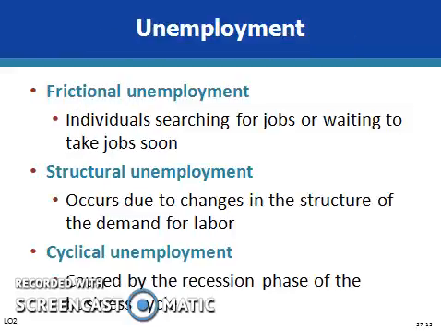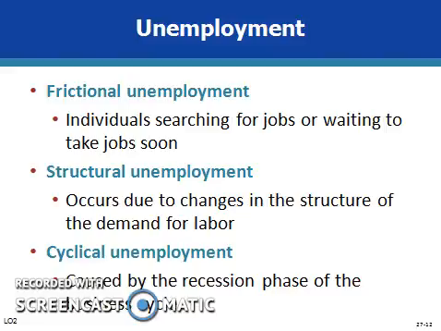There are three basic causes of unemployment: frictional unemployment, structural unemployment, and cyclical unemployment. Frictional unemployment is actually seen as a positive. This occurs when individuals are searching for jobs or waiting to take jobs soon because either they've left one employer to look for another, they've moved, or they've recently completed college or a training program. So frictional unemployment actually can be a sign of a strong economy.